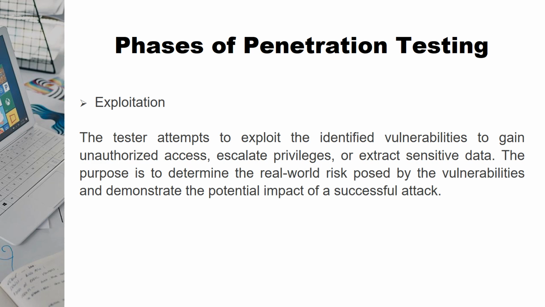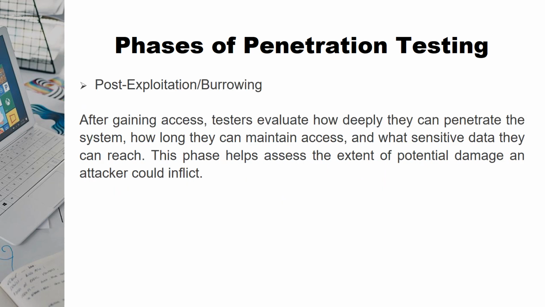Then there is the post-exploitation. Once access has been gained, the tester enters the post-exploitation or pivoting phase. Here, the focus shifts to evaluating how deeply the tester can penetrate the system, how long they can maintain access, and what sensitive data can be reached. This phase helps to assess the potential damage an attacker could inflict if they were to compromise the system.